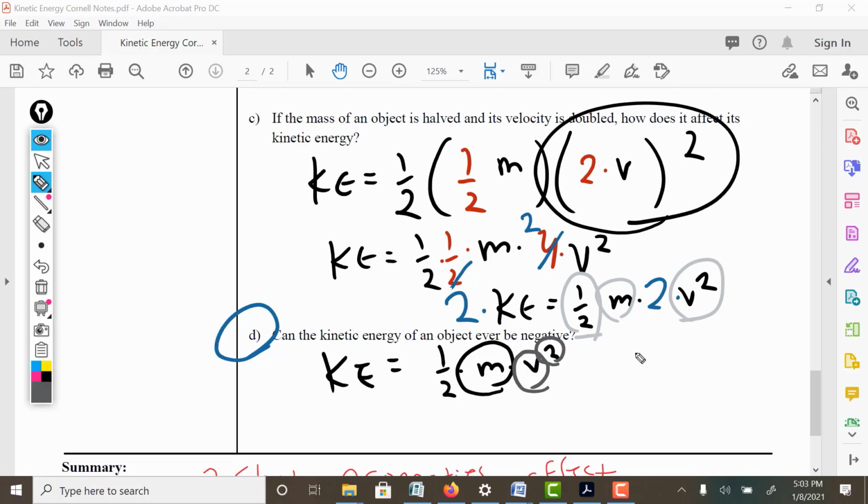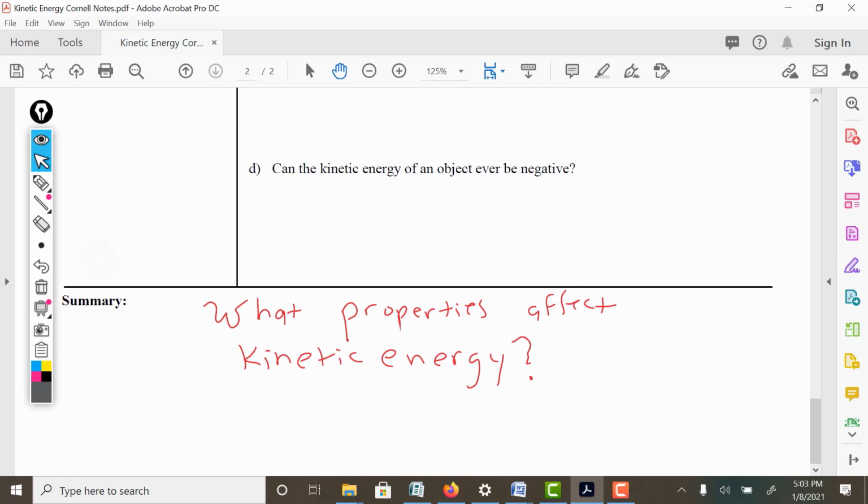So even if my velocity were negative, right? Let's say I have negative 3 meters per second. If I square it, it ends up becoming a positive number. So the kinetic energy of an object can never be negative. The velocity could be negative, but because the formula has a squared, it automatically makes it a positive value. All right, in summary, what properties affect kinetic energy?